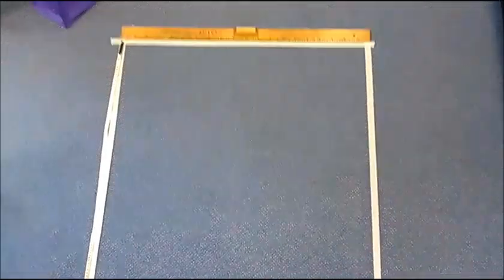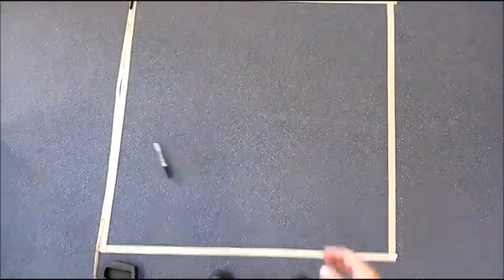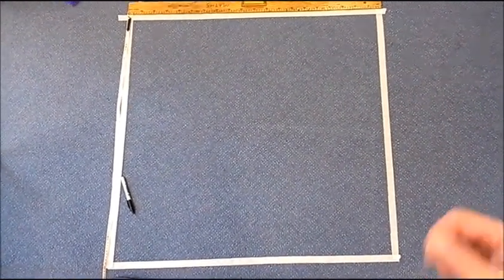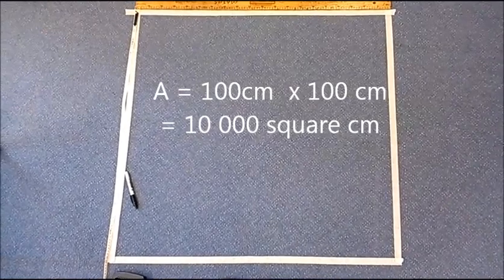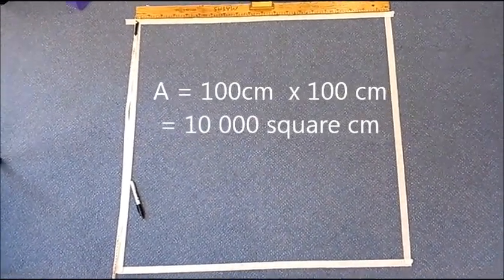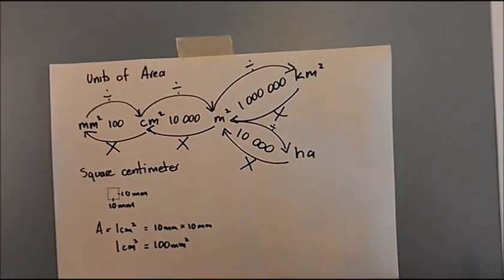So to calculate the area of my square metre, to give you a bit of a size, there's my pen, just drop that down in there. See, it's quite a large space. I take the 100 times by 100, and that gives me 10,000 square centimetres. So that's where that conversion factor comes into play when we're working there.